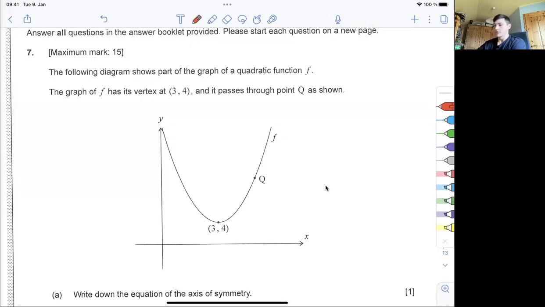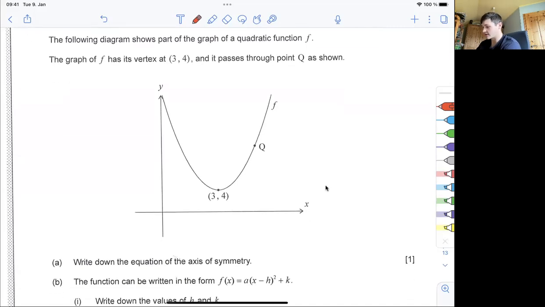Question 7. The following diagram shows part of the graph of the quadratic function f. The graph of f has its vertex at (3, 4), and it passes through point Q as shown. Part A asks, write down the axis of symmetry.